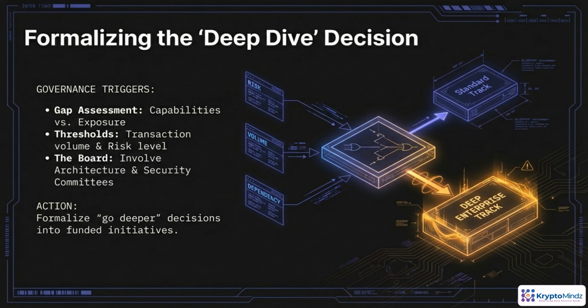To avoid endless debate about how deep to go, treat the deep dive decision as governance, not improvisation. Start with your readiness and gap assessment. Where exposure is high and capabilities are weak, that's a signal. Next, define thresholds up front. For example, above a certain transaction volume or risk level, a deep enterprise track is mandatory. When those thresholds are hit, bring in architecture, security, and if needed, board-level committees. And then, turn the decision into a funded initiative with clear scope, owners, and timelines.